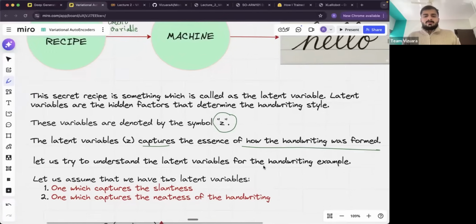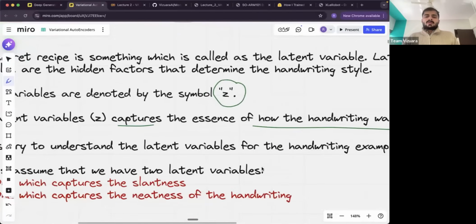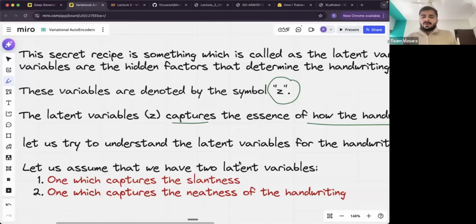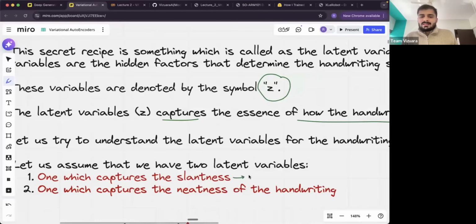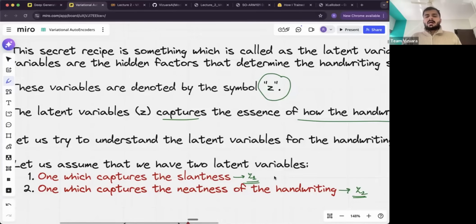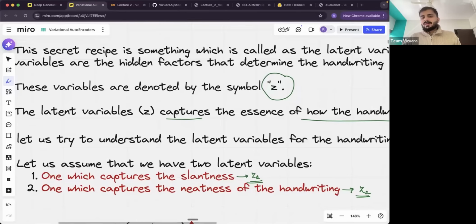Okay, so for the rest of this lecture, we are going to assume that we have only two latent variables, one which captures the slantness, denoted as Z1, and one which captures the neatness, denoted as Z2. These are the latent variables that we have chosen to work with, Z1 and Z2. So now, can you guys think how do we obtain this Z1 and Z2 from our image? How do we go from the real space to the latent space?